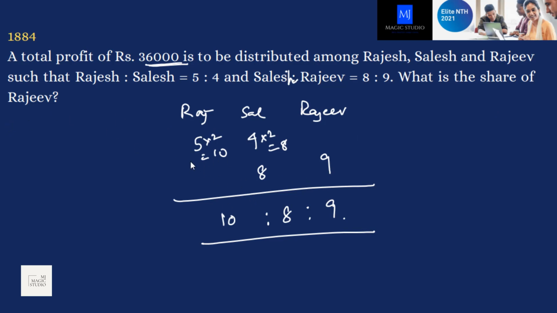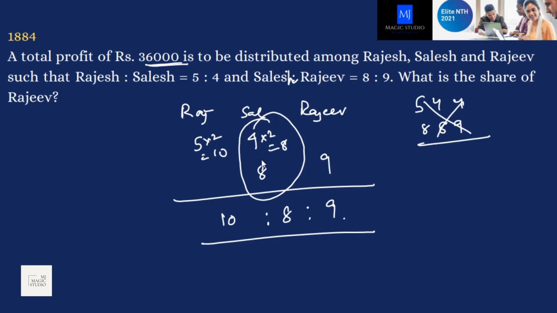See, how to do combined ratio, you people must be knowing that. I'm trying to make this Sailesh part the same in both the ratios and then we'll calculate it. It can also be like 5, 4, 8, 9, where it would be 4 and it would be 8, but then it would be a long, lengthy process. So it's better to make this 8. This will be 10. The combined ratio is 10:8:9.